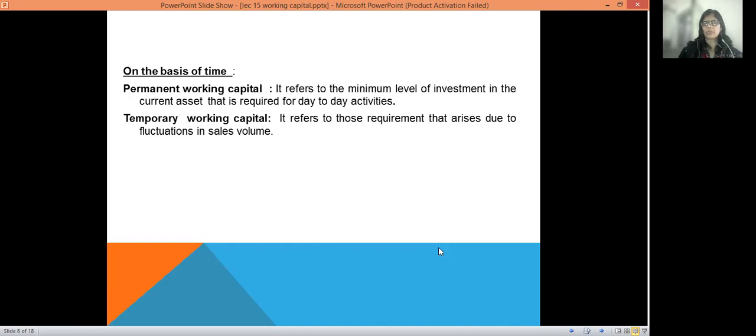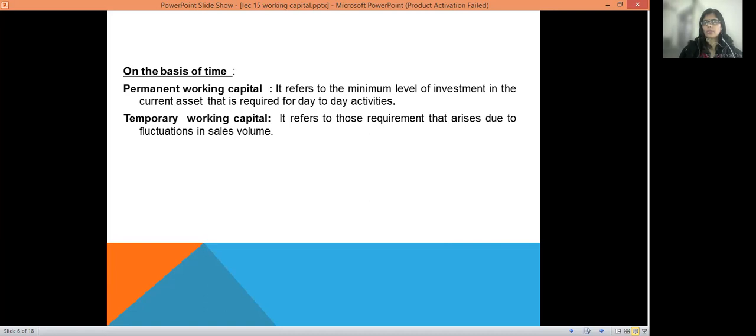And on the basis of time, permanent working capital, as I already told, refers to the minimum level of investment. Means that much amount of investment you have to keep intact round the year. You have to invest that much amount in your business round the year in the current asset that is required for day-to-day activities. You are not able to reduce the amount regarding that. वो परमानेंट वर्किंग कैपिटल है आपका कि इतना मिनिमम तो आपको इन्वेस्ट करना ही करना है अपने एसेट्स पे if you want to remain in business, if you want to continue your business on daily basis, so you have to do it. Next is temporary working capital.